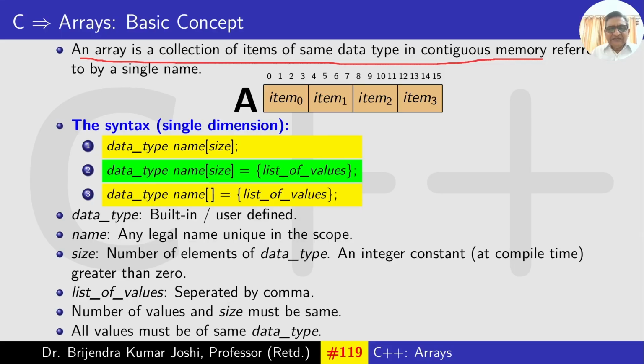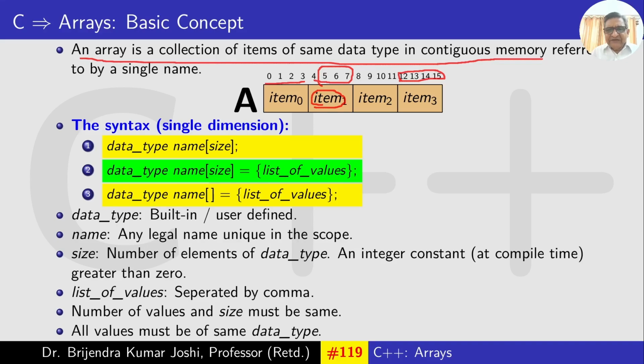Now suppose these items are of type int, integer, and the size of an int is 4 bytes. In that case, the first item would occupy the first 4 bytes, so byte number 0, 1, 2, 3. So the first int would be stored in these 4 bytes. Next, item 1, the second integer, would be stored in the next 4 bytes, and so on. So the last item 3 would occupy the last 4 bytes, byte number 12, 13, 14, 15. And all these 4 integers together would be referred to by an array A.